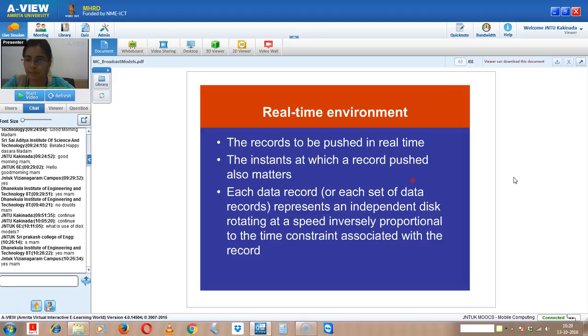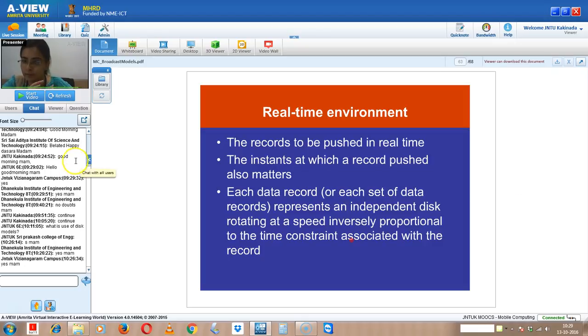Now real-time environment. The records, they need to be pushed in real-time. Okay. So there are instances at which the instant at which the record is pushed, it also matters. So each data record, as we have talked about the disk, circular disk, it represents a disk. So the rotating speed of the disk, it is inversely proportional to the time associated with the record. Okay, this is an important thing to consider.